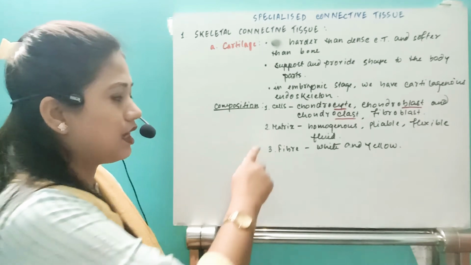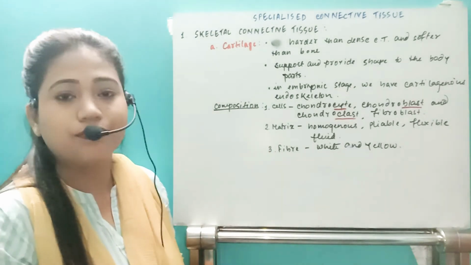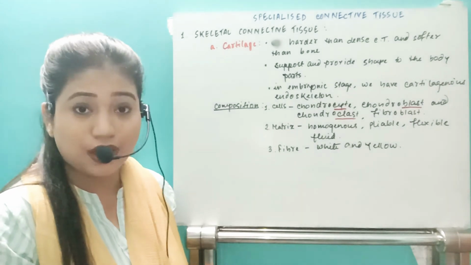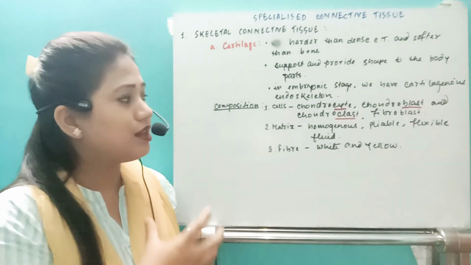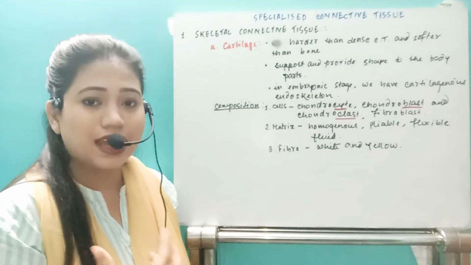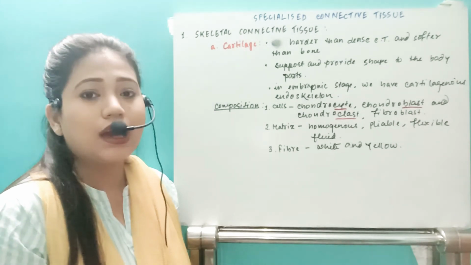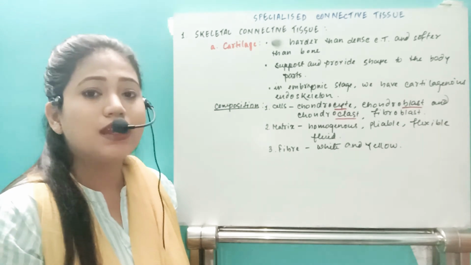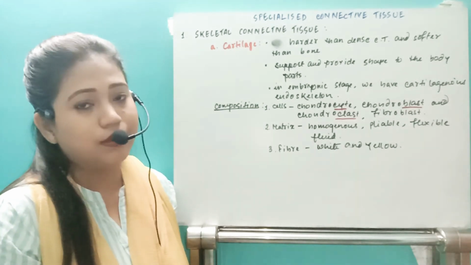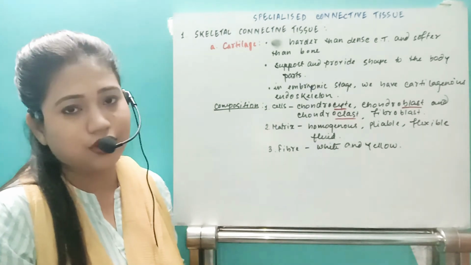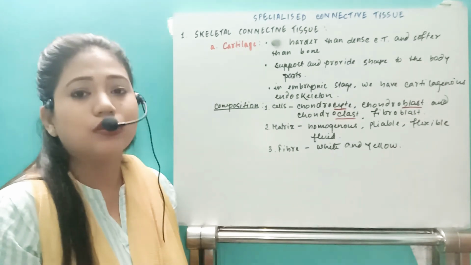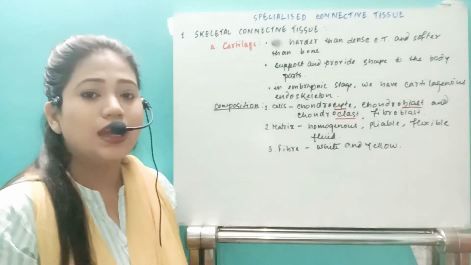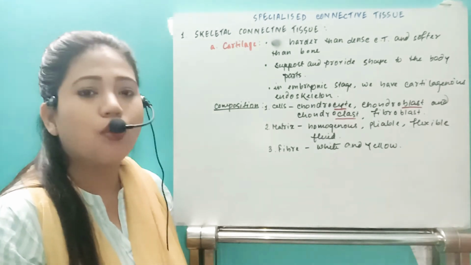Now the second thing, you can see the matrix. Now just see, matrix or the extracellular fluid, which is very much important for the cells. So the cells have to survive in a medium. The fibers have to be suspended in a medium, and that medium will be provided by the matrix. That matrix is not dead hard like the bones. It is flexible, it is pliable, and it is homogeneous.